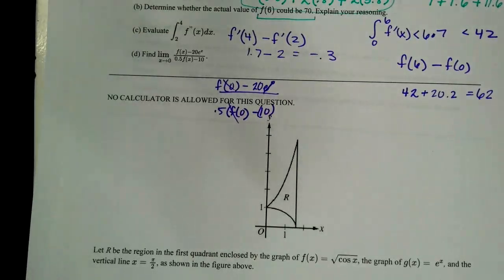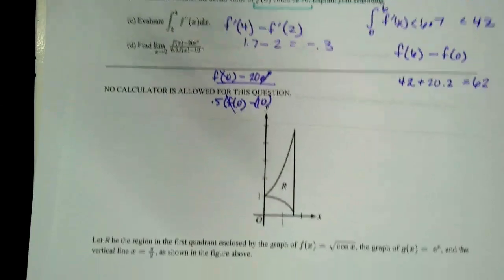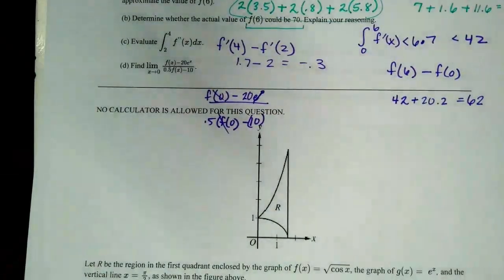If you found the answer, you got credit for finding it, but it was worth 2 points: one for saying L'Hopital's rule, and one for getting the answer. So you had to do both. I forgot. I even forgot there's a 0 at the bottom. Just write L'Hopital's rule, because even if you didn't find the answer, if you wrote L'Hopital's rule, you got a point for saying that.